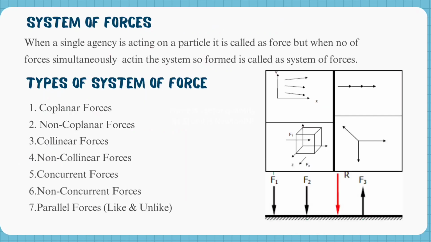Now we will move towards the system of forces. When a single agency is acting on a particle, it is called a force. But when a number of forces are simultaneously acting, the system so formed is called a system of forces. Then there are different types of systems of forces, like coplanar forces, non-coplanar forces, collinear forces, non-collinear forces, concurrent forces, non-concurrent forces, and parallel forces.